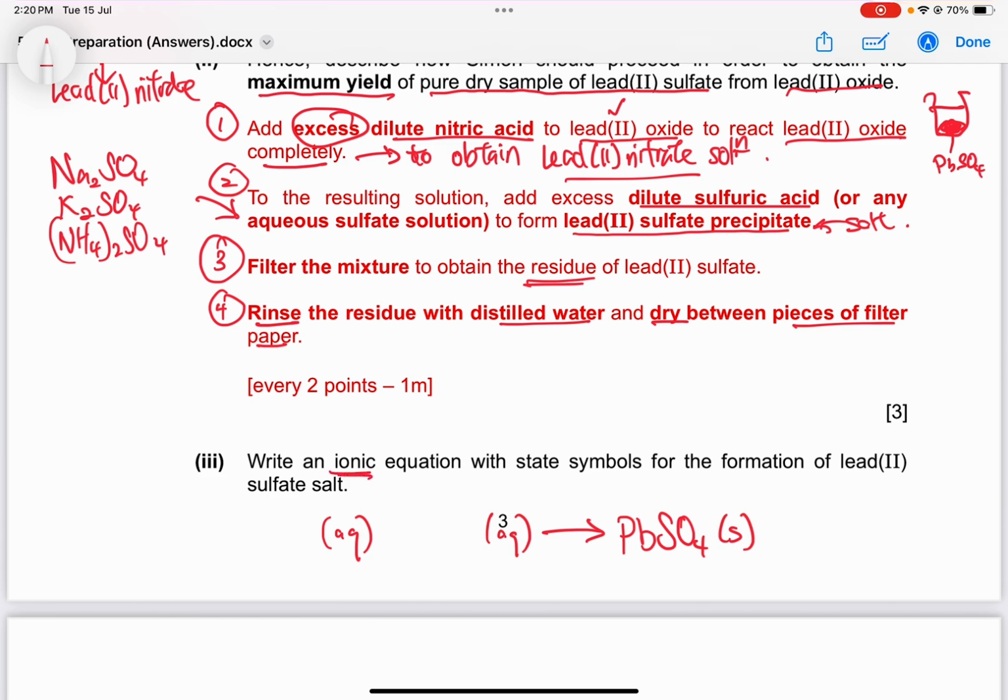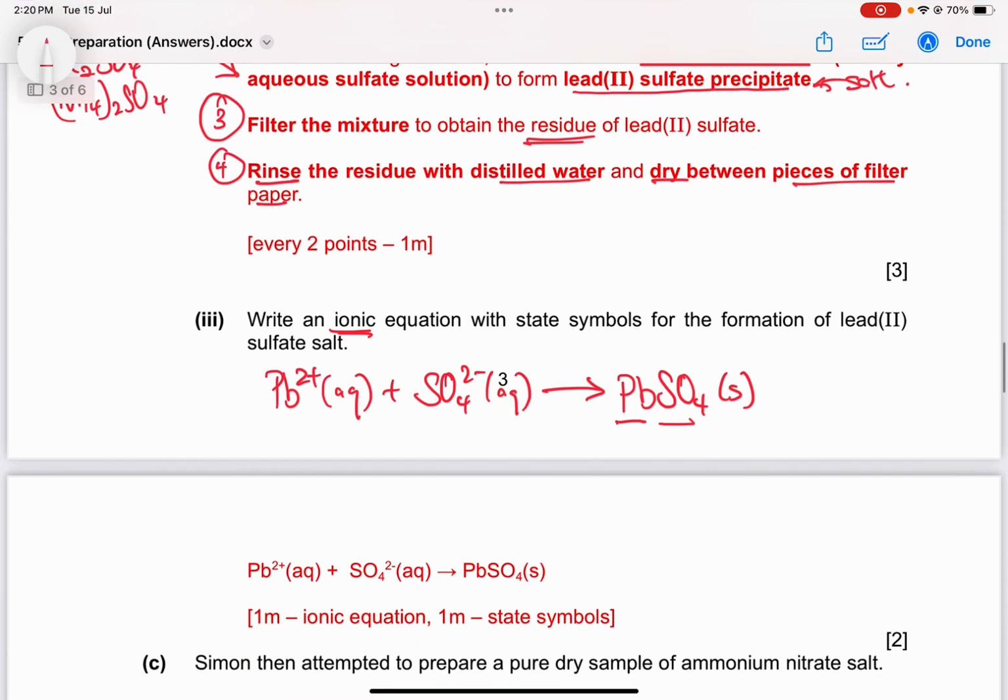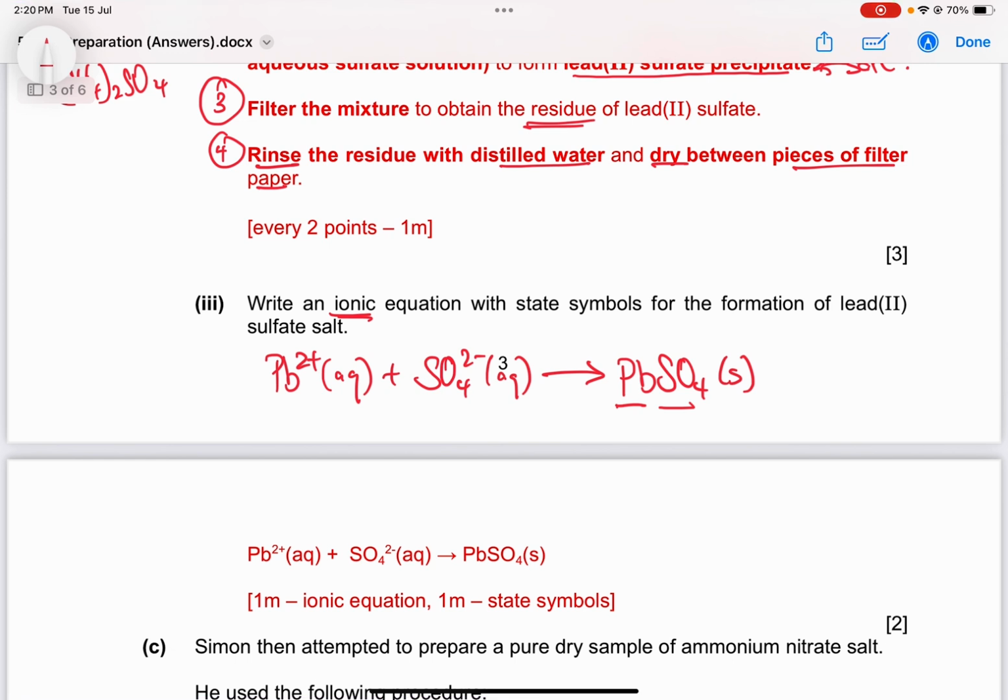Because it's an ionic equation, I just need to focus on the ions that contribute to it. So in this case, it will be lead(II) ions, and then the other one will be sulfate ions. So this is the ionic equation for the formation of lead(II) sulfate. Now, because they ask for state symbols, you need the state symbols all to be in as well.